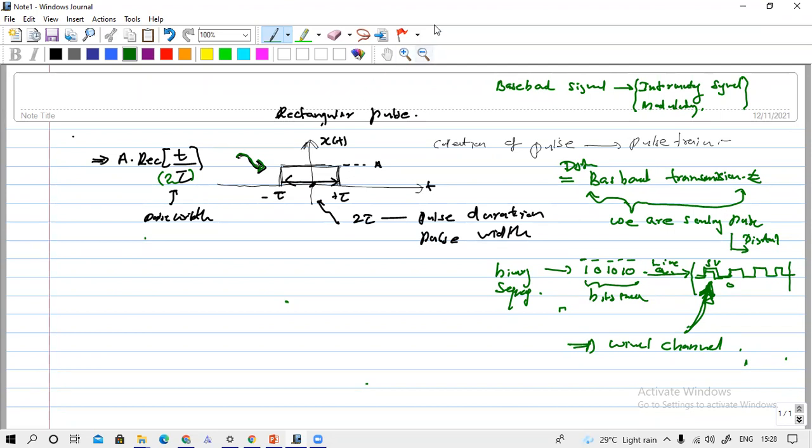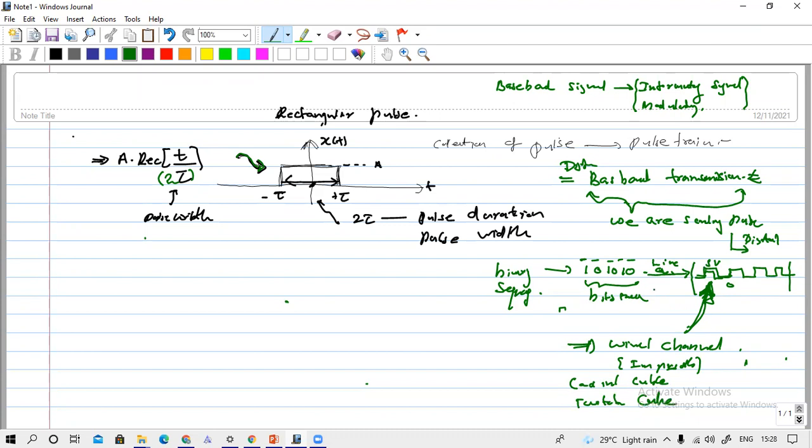We can't. We have to convert this to an RF signal, and then we can send it. We can't directly send this pulse through a wireless channel, that is impossible. But we can send this pulse through a cable, through twisted pair cable or coaxial cable.